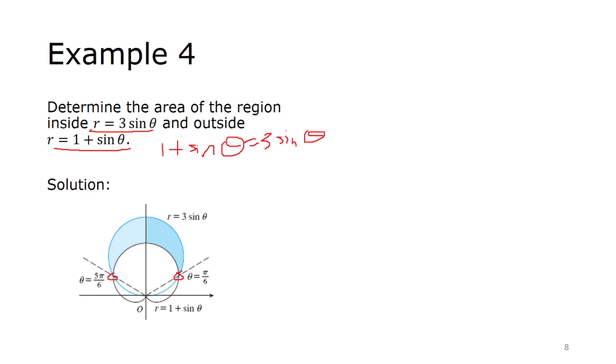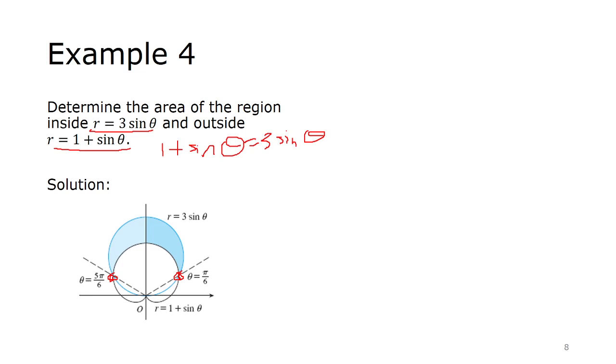If we set those equal to each other and solve, then we can determine all the different angles where those two curves are going to intersect. In this case, the two consecutive solutions would be pi over 6 and 5 pi over 6. And so we use those as the bounds of our integral.